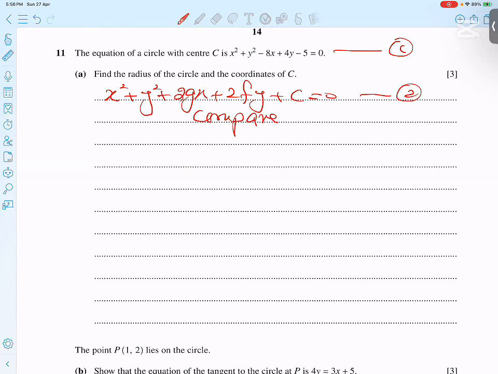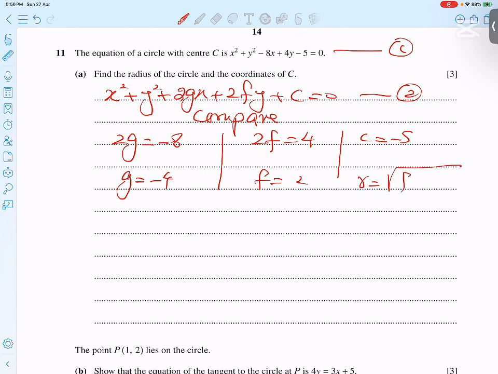So when I compare, the x coefficient negative 8 equals 2g. And this 4 equals 2f. And this c is equal to negative 5. So this g becomes negative 4. f becomes positive 2. And what is the radius formula? Square root of f squared plus g squared minus c. And here I got it.